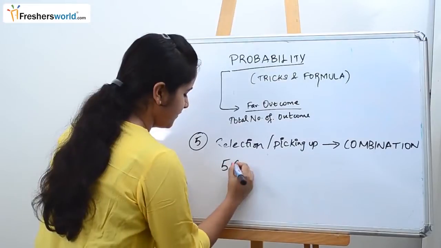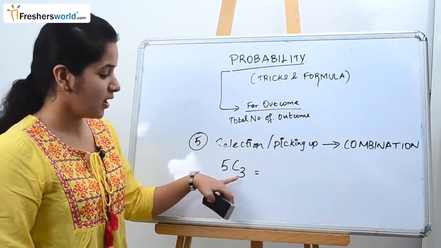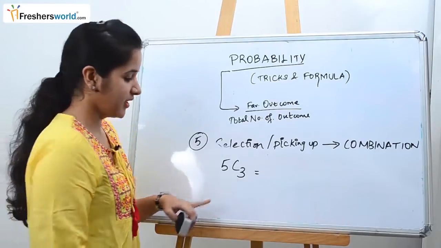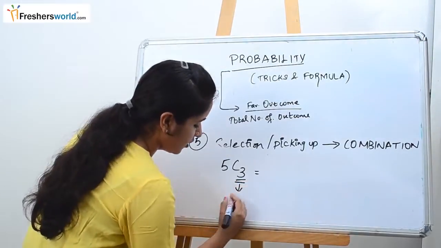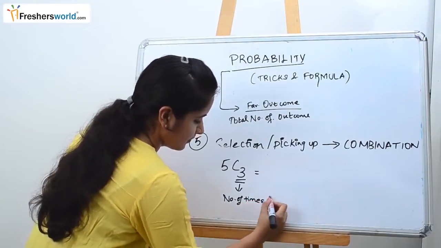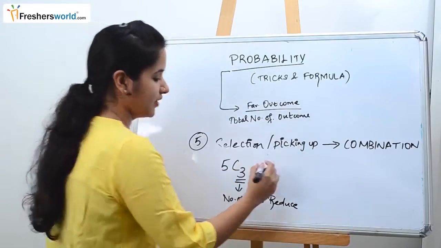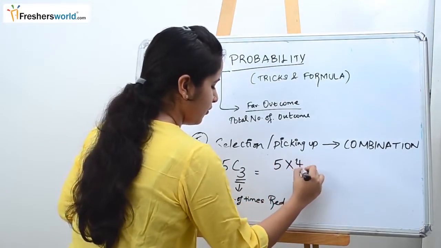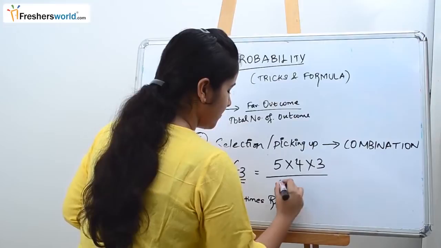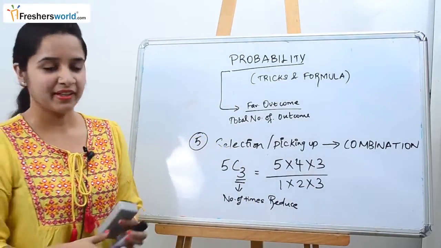Let's say 5C3. So here is the total number of balls, out of which you need to take 3 balls. So how many times? Always remember, this is the number of times we reduce. So 5 and 3: 5 into 4 into 3 divided by 1 into 2 into 3. Simple, right?